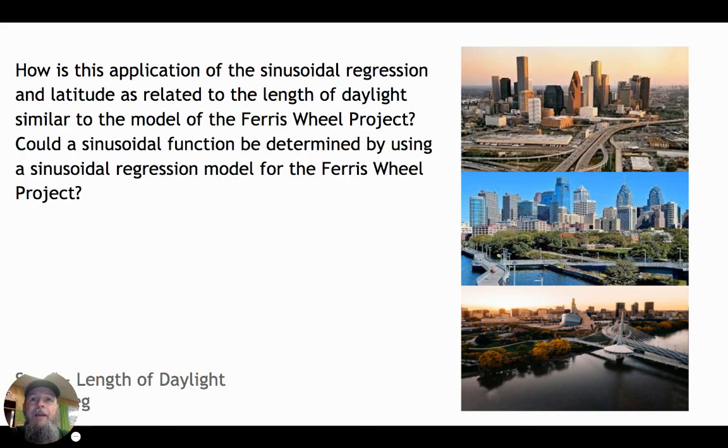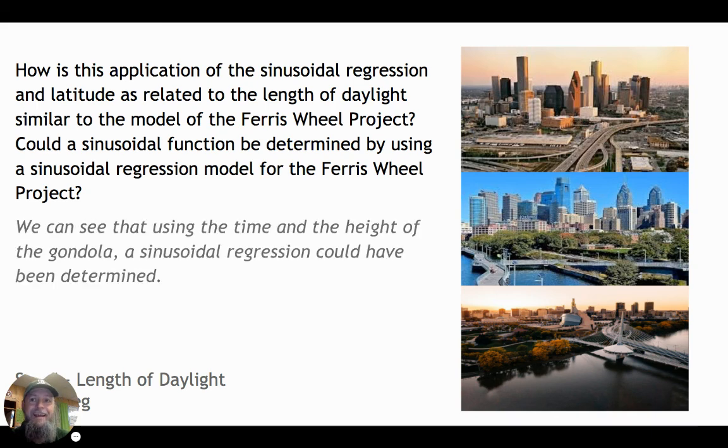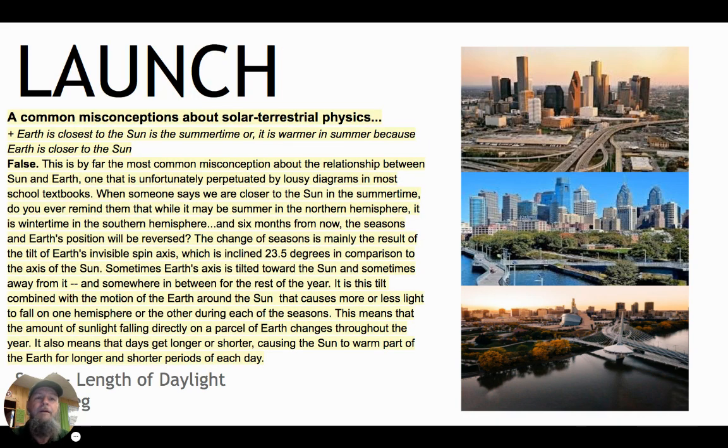And how is this application of the sinusoidal regression in latitude related to length of daylight, similar to the model for the Ferris Wheel Project? Could a sinusoidal function be determined by using the sinusoidal regression model for the Ferris Wheel Project? Yes, absolutely. We can see that using the time and height of the gondola, a sinusoidal regression could have been determined very easily. All right, I'm going to launch you the same way.